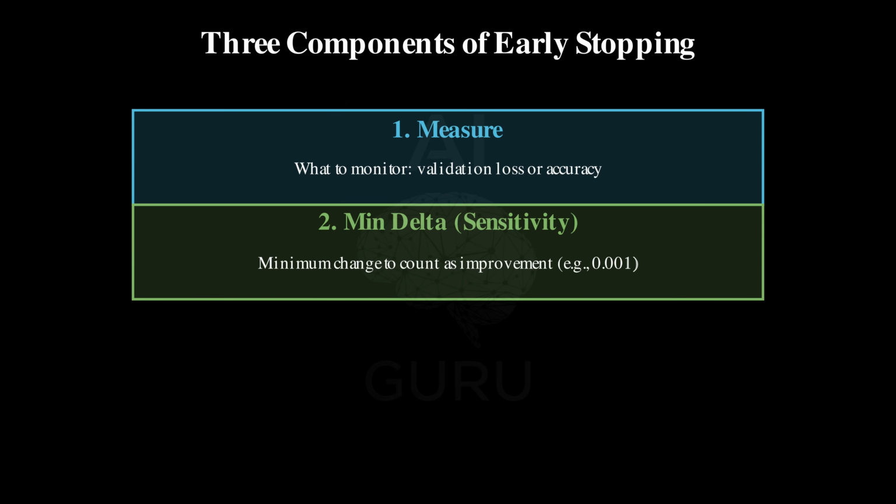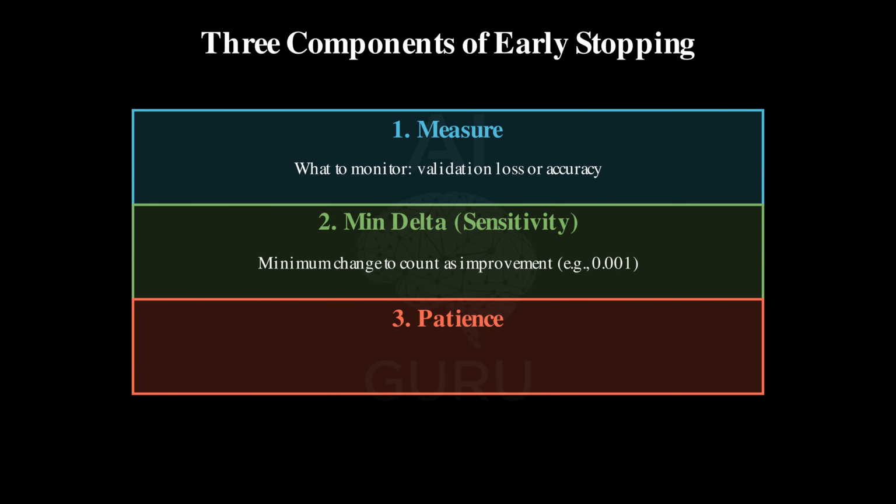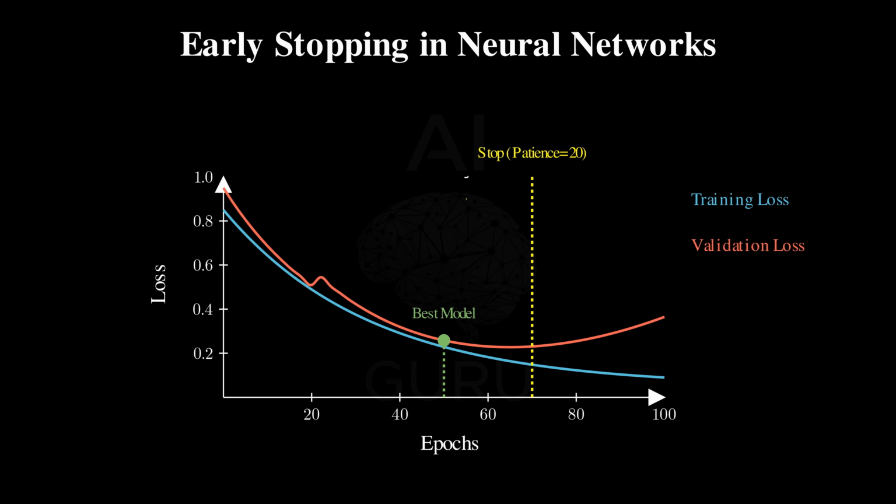And the third piece is patience. Yes, patience. This is a critical hyperparameter. It defines the number of iterations, or epochs, you are prepared to wait without seeing an improvement that exceeds that sensitivity threshold before you terminate the training process. So if you set patience to 20, the system will wait 20 epochs for a meaningful drop in validation loss. If none occurs, it reverts to the best model it found so far and then stops.